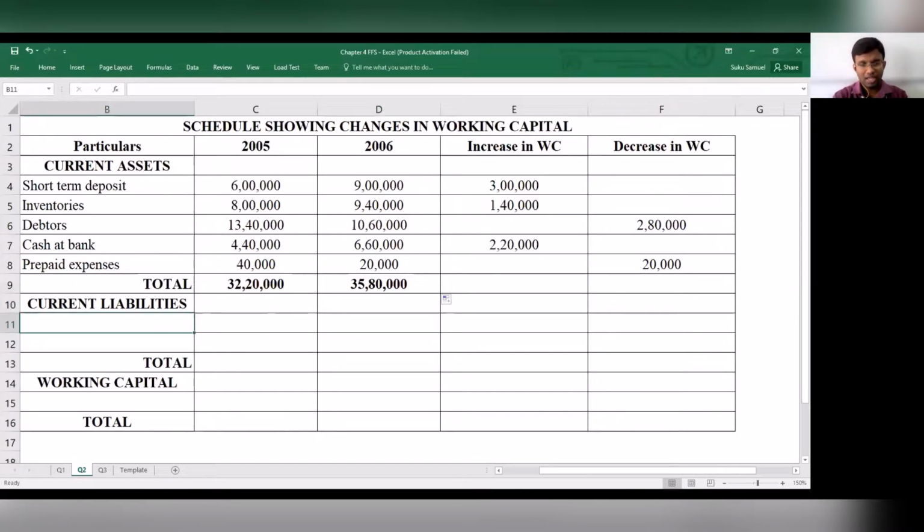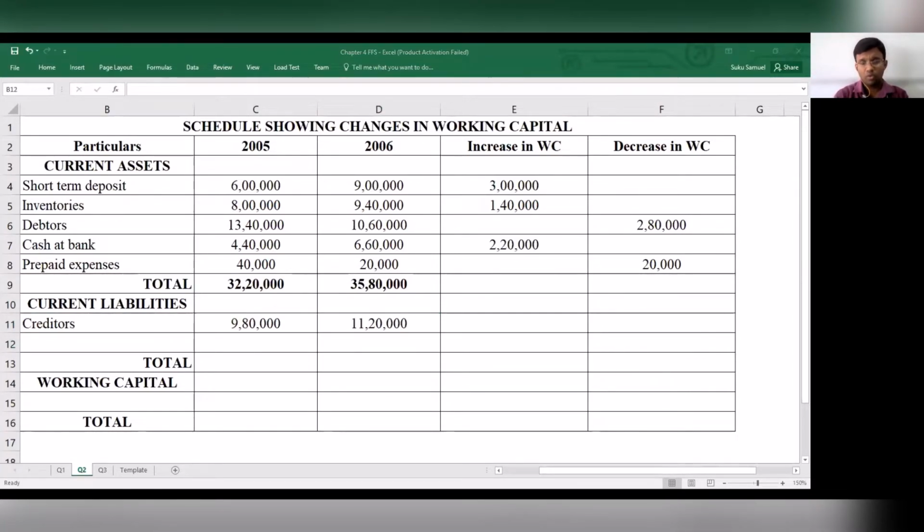Now let's move on to the liabilities. What are the liabilities that we have in this question? We have share capital, debenture, and profit and loss. All these are not current liabilities. General reserve is also not a current liability. Then we have creditor. Creditor is a current liability, and its value here is 9,80,000, and here it is 11,20,000.